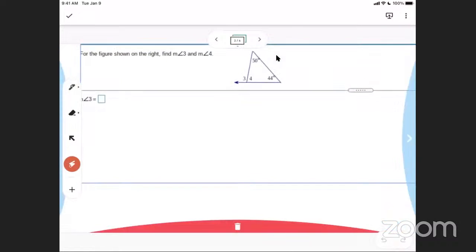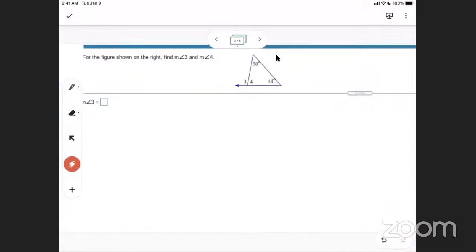All right. Figure shown, find the measure of the angles. Well, you got this. You tell me what to do. I think you can do this one now. Walk me through it. So you already have, this is for the figure shown, right? Find angle 3.